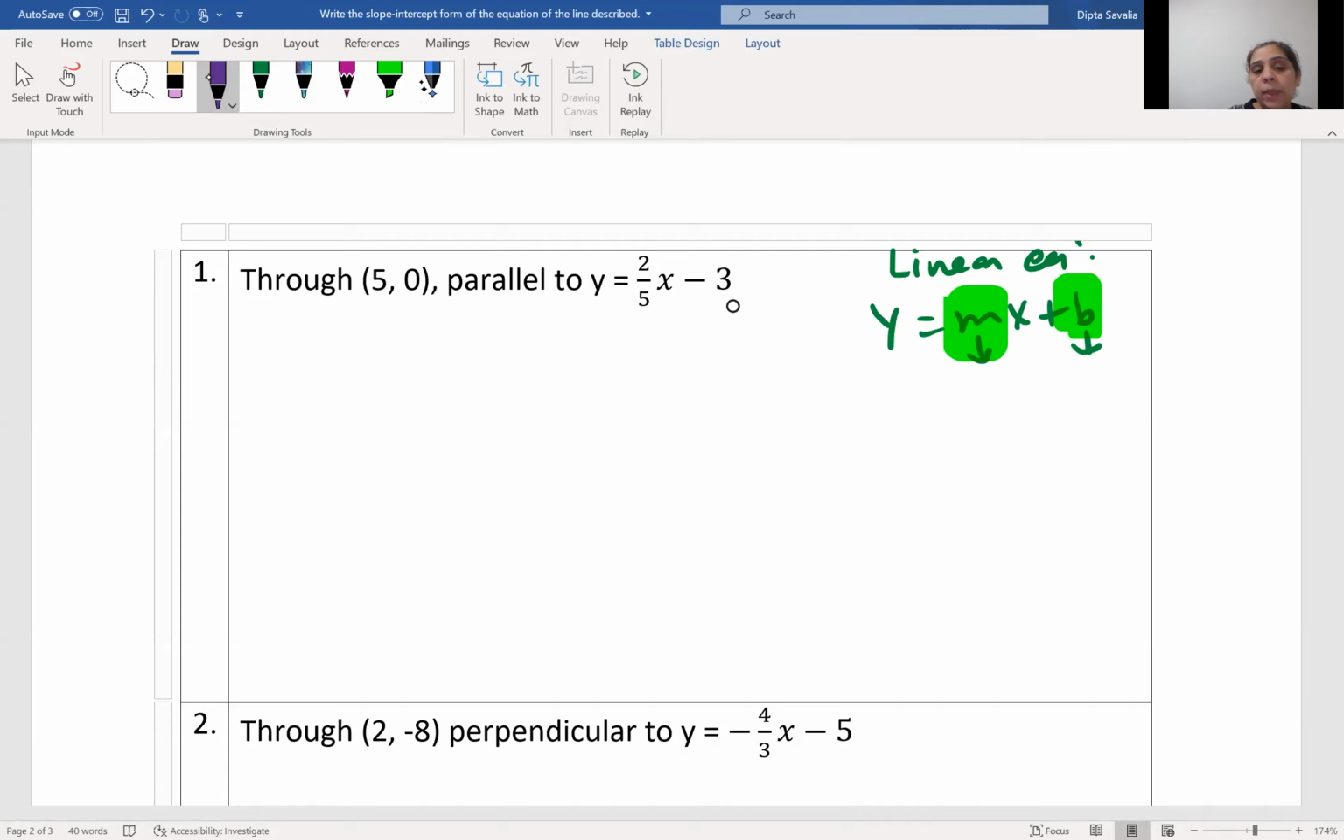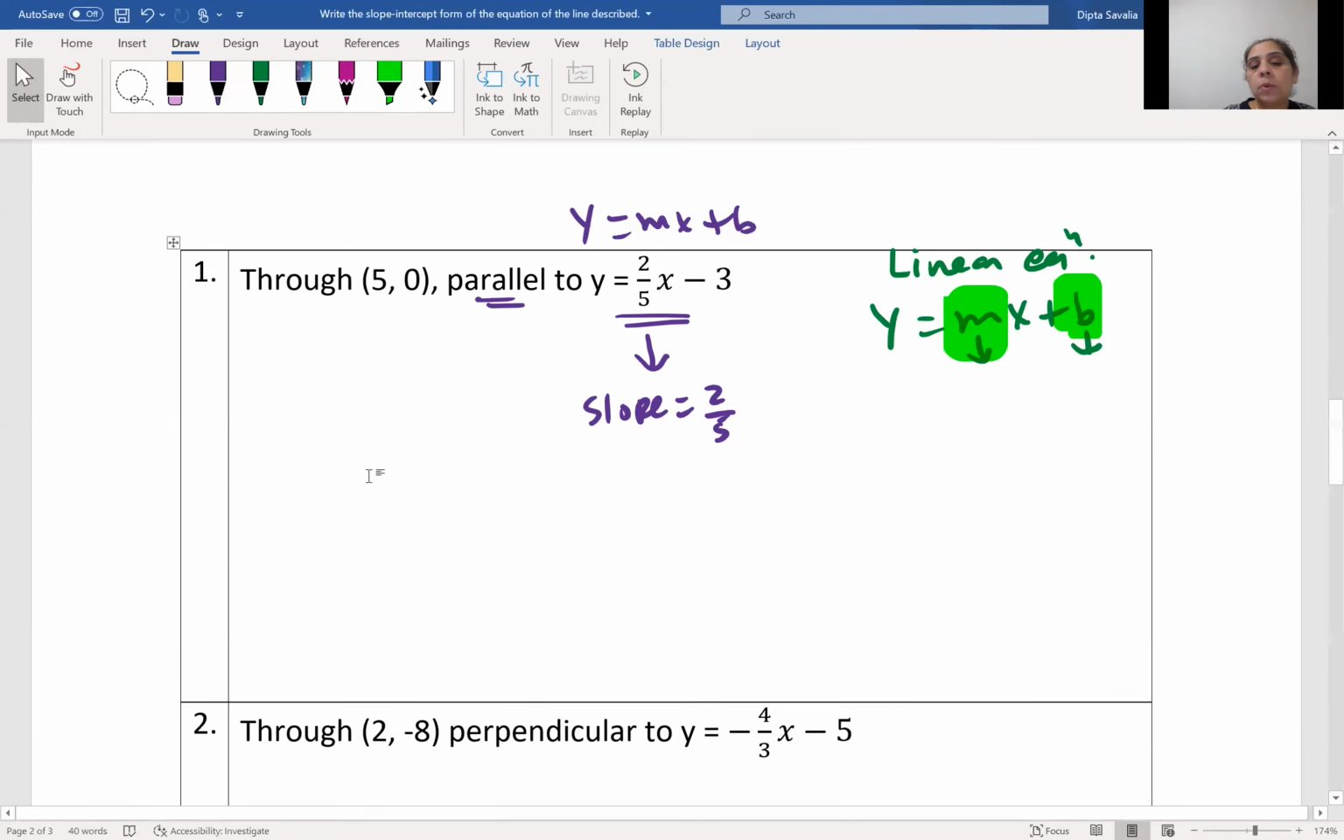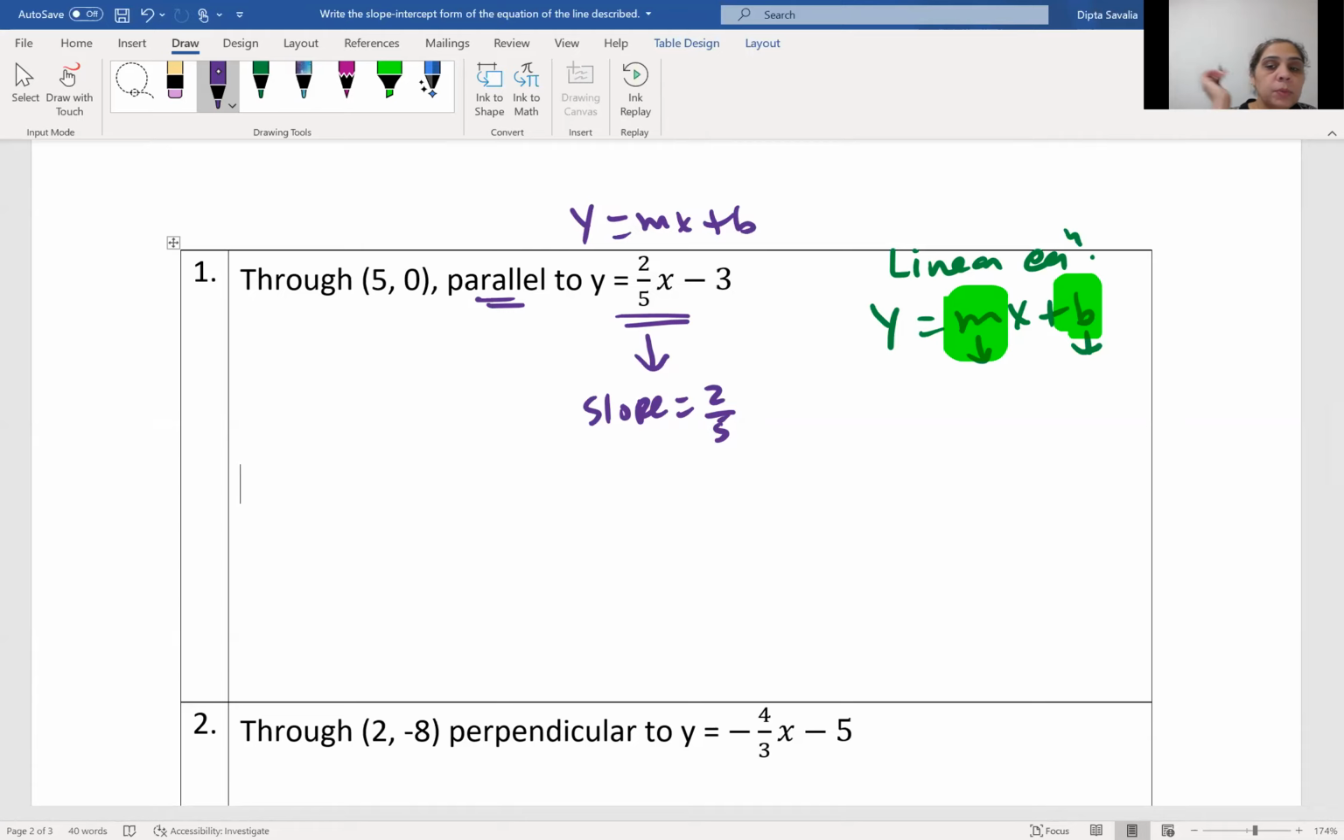What did they give you here? It says parallel to this line, right? So the first thing I will find is the slope of this line. And whatever the slope of this line is, it must be the slope of the line we need to find. So what is the slope here? 2/5, right? You compare with y equals mx plus b. The slope of this line is 2/5, so we can say the parallel line has slope 2/5. So I will just write down 2/5 here.